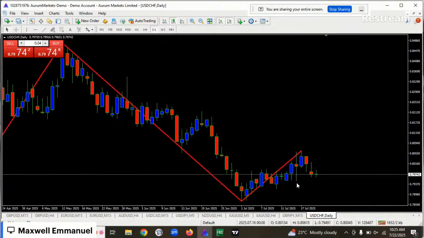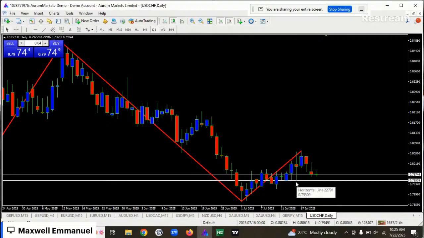It's an inverted hammer. I would have loved to see it strip this liquidity here. It didn't strip the liquidity at this low. I'd have loved to see it clear it yesterday, but that didn't happen.